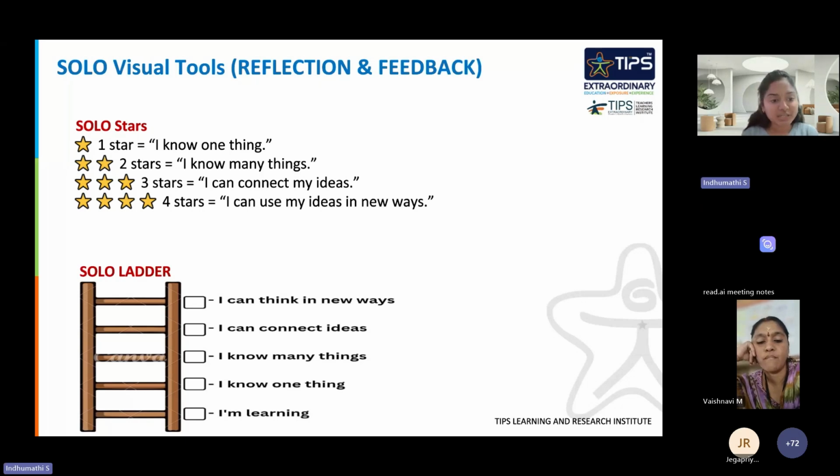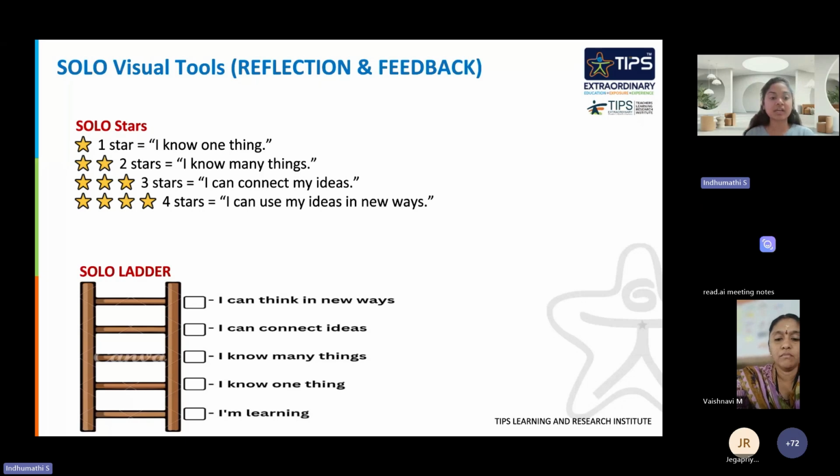Okay, we can gently say to the child, you are here. You said one shape. Now, can you tell me some other shapes so that we can get 2 stars? Now you said many shapes. Can you compare the shapes, relate the shapes, so that we can get 3 stars?